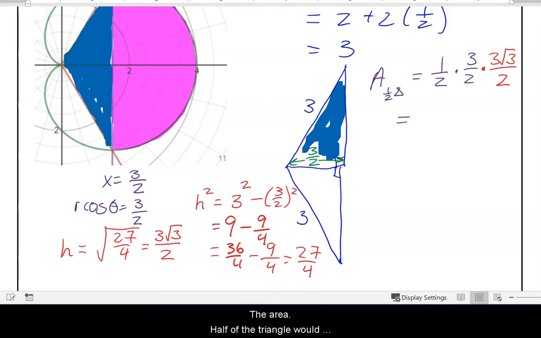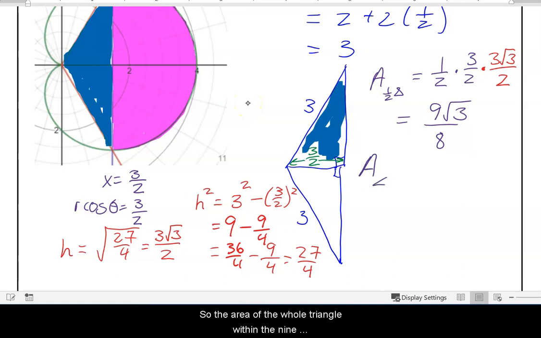The area of that half of the triangle would have 8 in the denominator and 9 times the square root of 3 in the numerator. Since I actually have 2 of the same triangle, I need to double it. So the area of the whole triangle would then be 9 square root of 3 divided by 4.